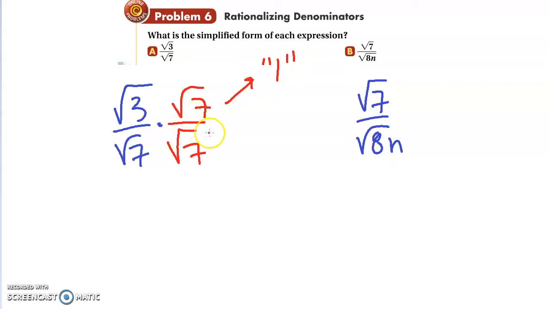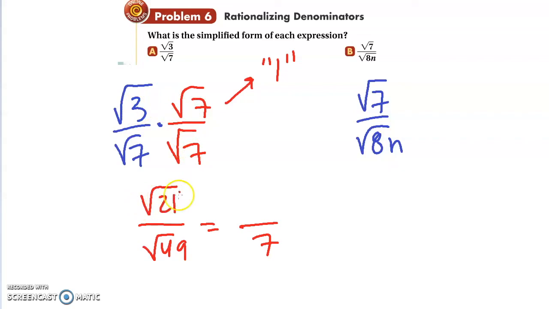Mathematical wizardry. What happens when we multiply the square root of 7 times the square root of 7? That gives us the square root of 49, which is the same thing as, you guessed it, 7. That must be a coincidence. Man, I don't know. All right, square root of 3 times the square root of 7 is the same thing as the square root of 21. That can't go any lower, so our final answer right here would be the square root of 21 over 7.